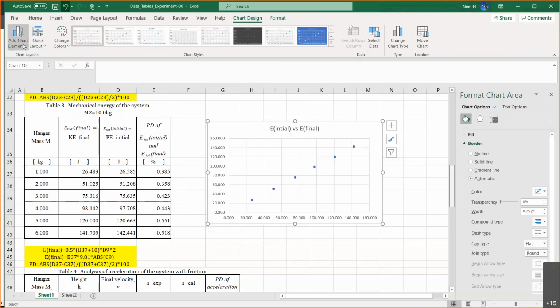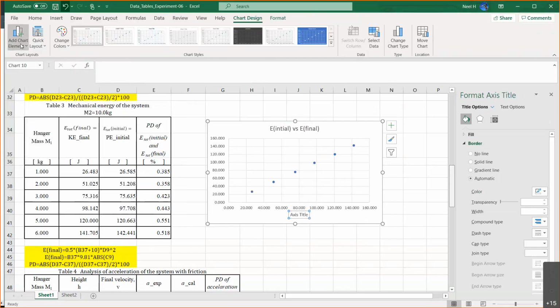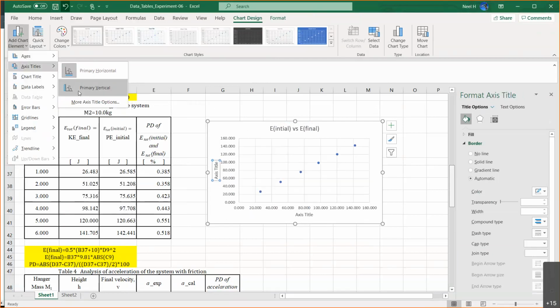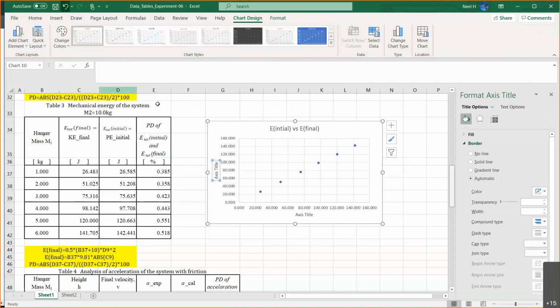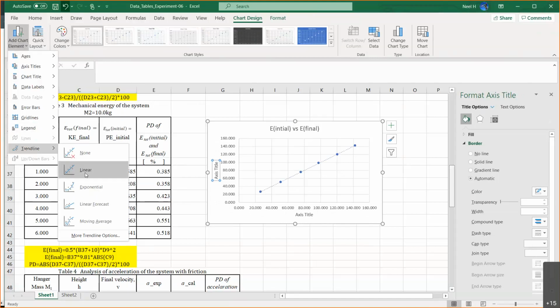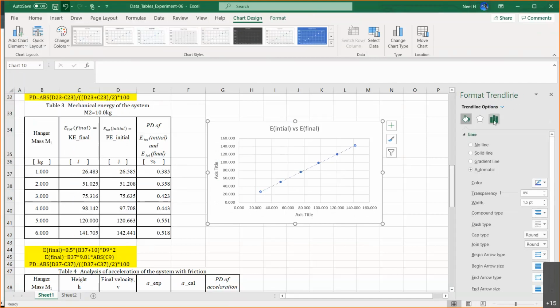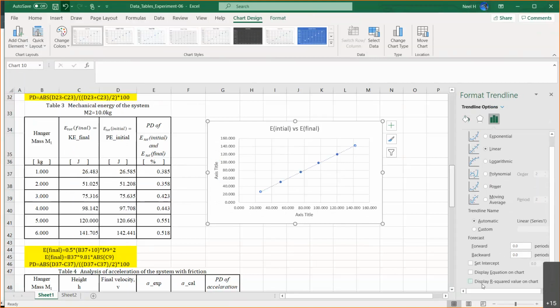If you know these things now, chart elements, left-hand side very top, axis title, horizontal, axis title, vertical, and then I would like to have a trend line, right? If you have a data set, we always like to fit that. If I have a trend line, bring the cursor on top of the trend line, right click, and then last icon on the very top right-hand side, and then click all of these three. What is our expectation now?